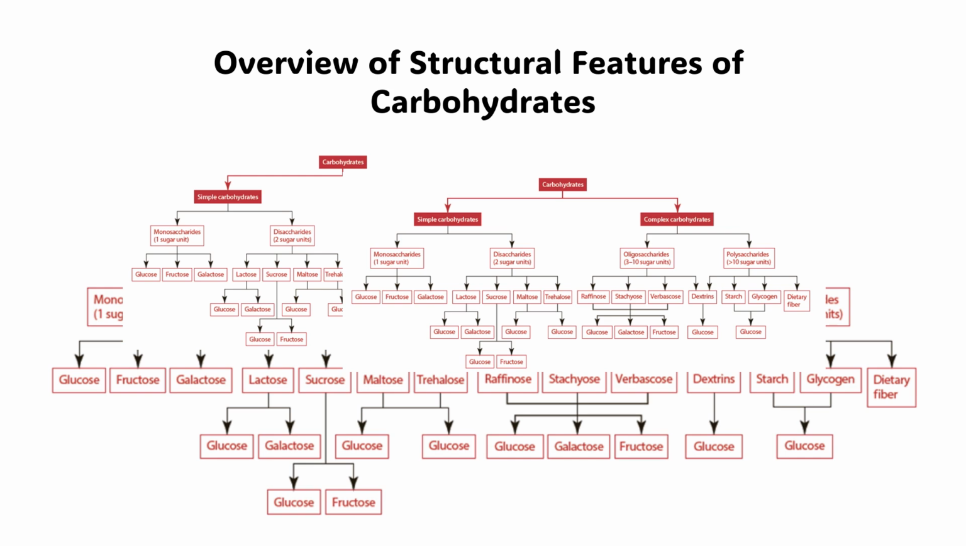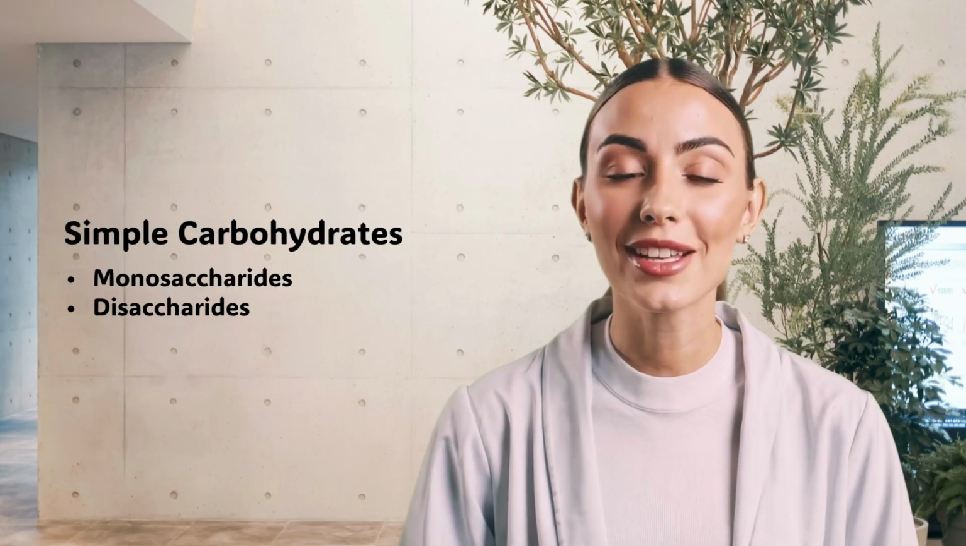On one side, we have simple carbohydrates, which include monosaccharides and disaccharides. On the other side, there are complex carbohydrates, which cover oligosaccharides and polysaccharides. So, essentially, this classification helps us understand the diversity and complexity of carbohydrates in our diet and their structural differences. Let's dive into simple carbohydrates.